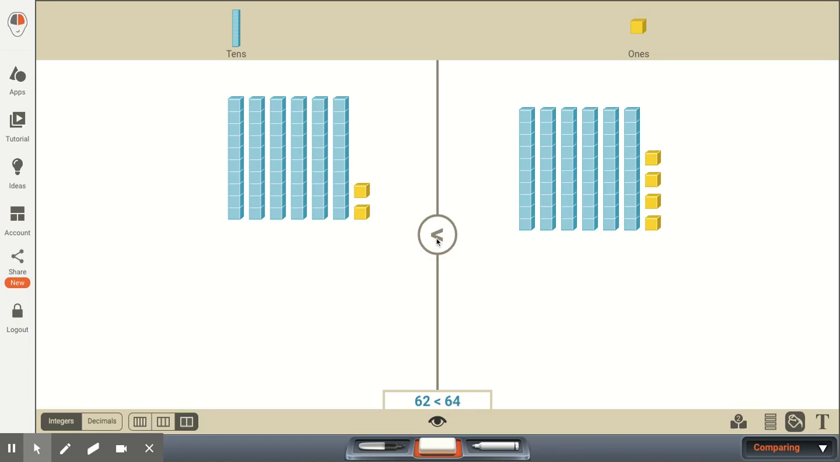And the symbol for less than is this symbol here. And once again, if we look at the width, there's hardly anything at this side of the symbol. This is the smaller side. This is where the smaller number is going to be. This is a little wider here. This is where our larger number is going to be. So 62 is less than 64.